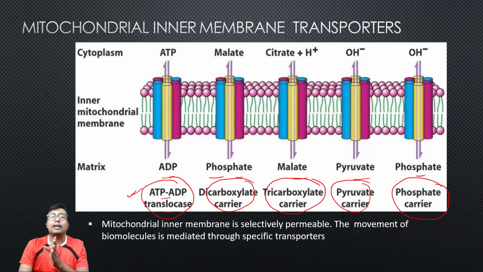Why? Because you see, the mitochondrial inner membrane is selectively permeable. It only allows passage of these compounds, nothing more, nothing less. Okay, so biologically important for you, anything other than these compounds, if it comes as an option, you need to simply cross that out, or you need to mark that if it's an all except type of question.